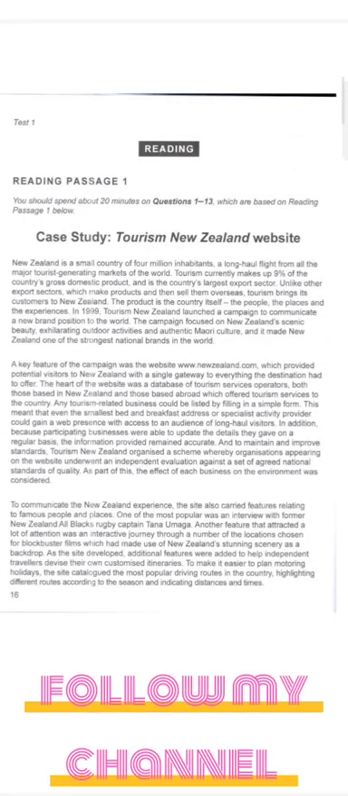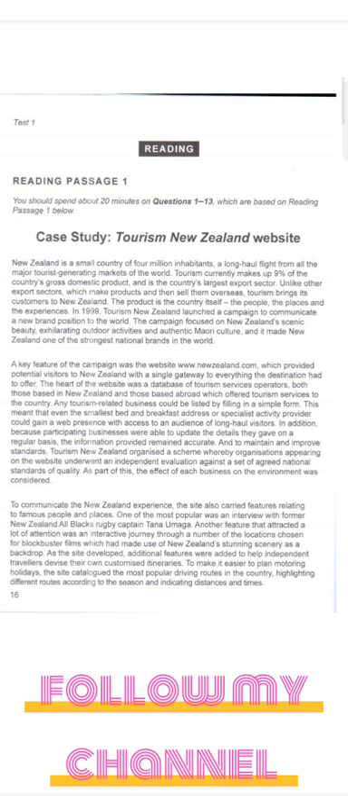Good evening, everyone. Today we will be doing true false not given from this particular passage. As we can see, the passage that we are going to do is passage 1 from test 1, Cambridge book 13, and the title of the passage is Case Study Tourism New Zealand website.